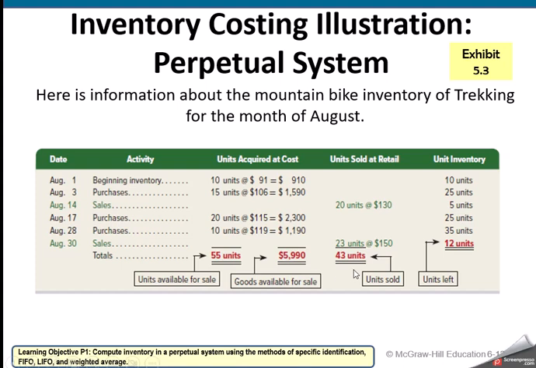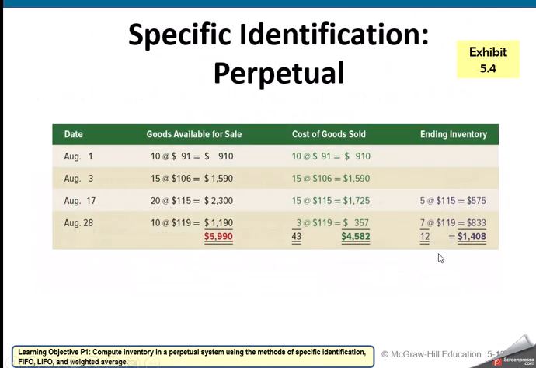So then we come over here and say, okay, well, we sold 43 units. At this point, when we're doing our costing and our ending inventory, we don't really care what we sold for. If we had to do journal entries, we would care about that. But when we're doing our costing, we really just care that 43 units were sold. So if we had 55 available and 43 were sold, that's going to leave 12 in our ending inventory.